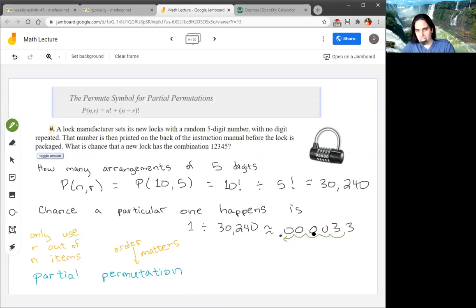Anyway, so what do we get? If we wanted to write it as a percent, that would be 0.0033%. Really small percent chance of it happening. Not a tenth of a percent, not a hundredth, but 0.003% of a percent. So good luck getting the lock that has the factory setting of any particular one.